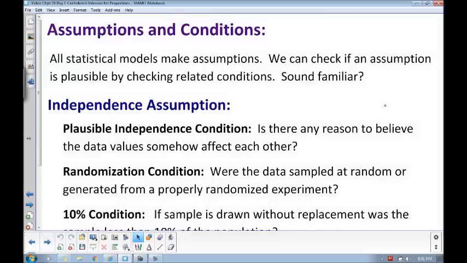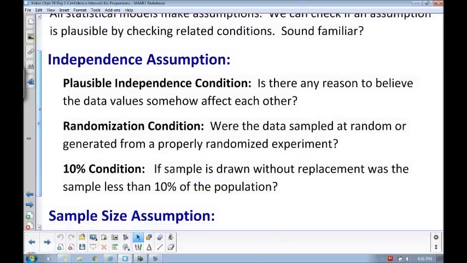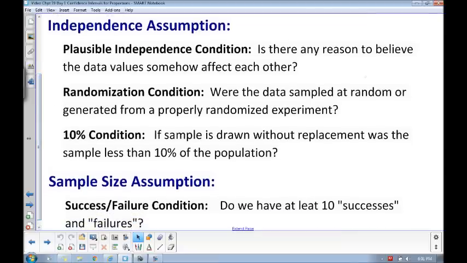All right, now everything we do, we're going to be coming back to assumptions and conditions over and over again. Now, these are all going to be very familiar. We talked about these in the last chapter. So we can check to see if an assumption is plausible, if I can even go forward and apply this work, by checking some conditions. Now remember, we had two assumptions: independence and sample size. In order to meet the independence assumption, we have to be able to say the plausible independence condition: I believe that the data values do not affect each other.